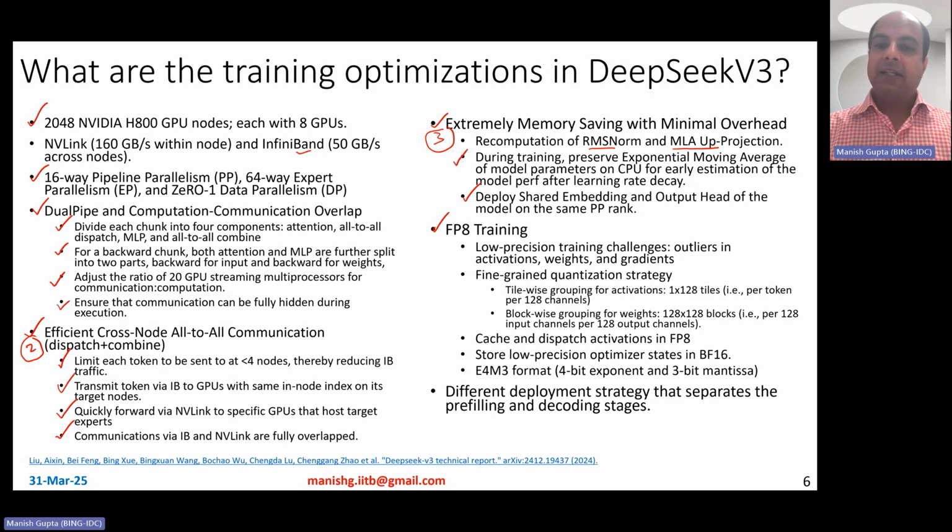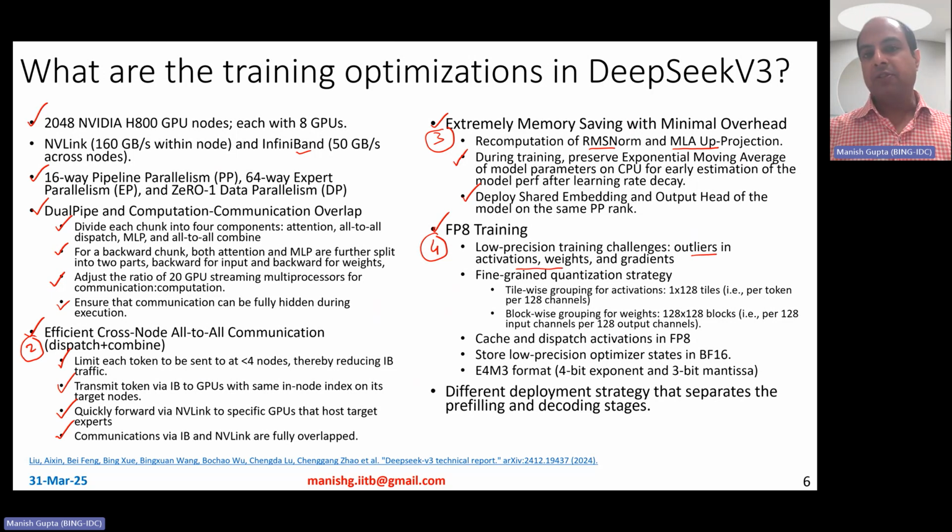Okay. Now let me talk about this fourth thing, which is quantization, FP8 training. FP8 inference has been popularly used by several models, but they also do FP8 training. FP8 training, or any quantized training, typically faces challenges because of the outliers that appear in activations, weights, and gradients.